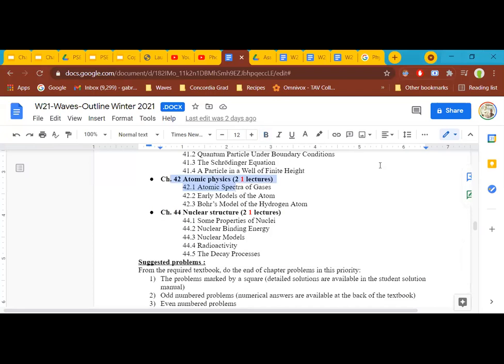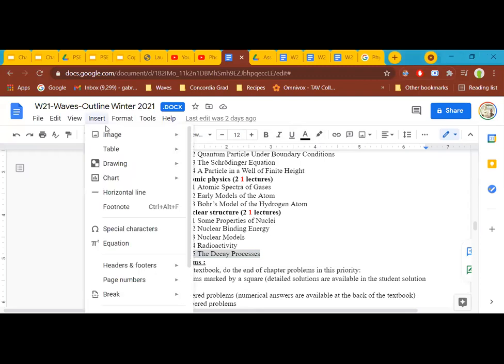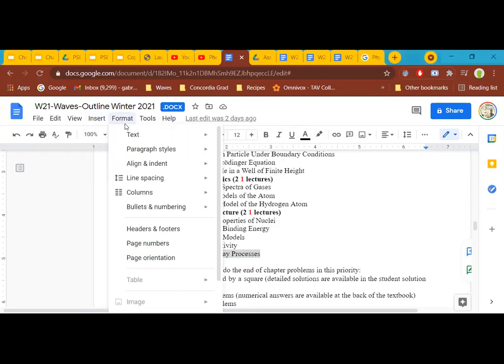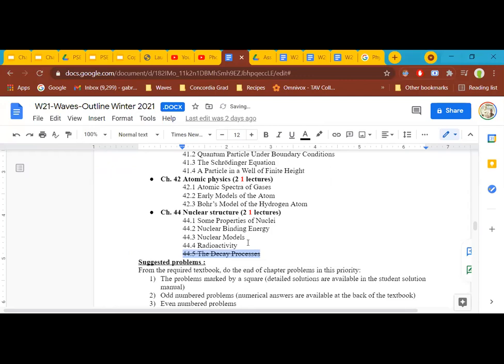The only thing left is then chapter 44, which, due to time constraints, we're just going to go up to the radioactivity section. So don't worry about the section on the decay process. But we do need to get up to radioactivity, so we need to go to half-lives. And that'll be it. Friday will be the last official lecture.